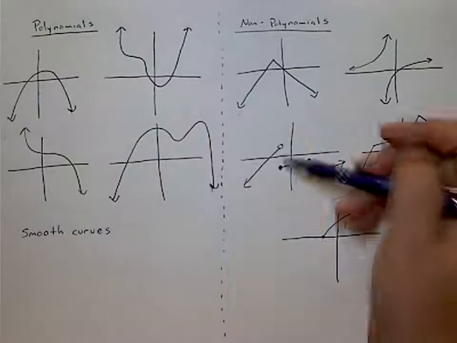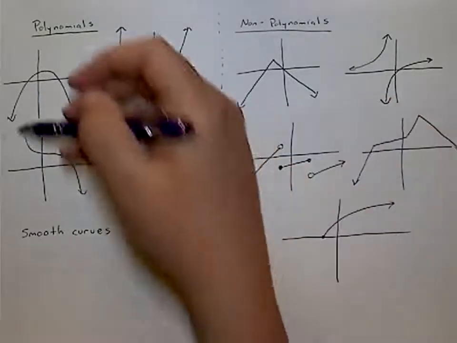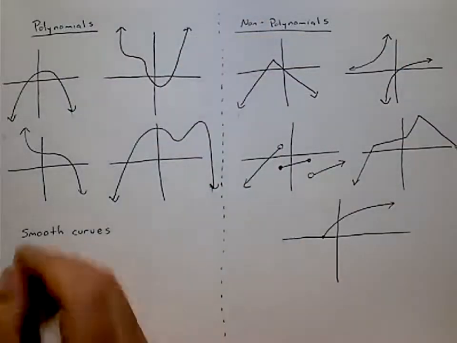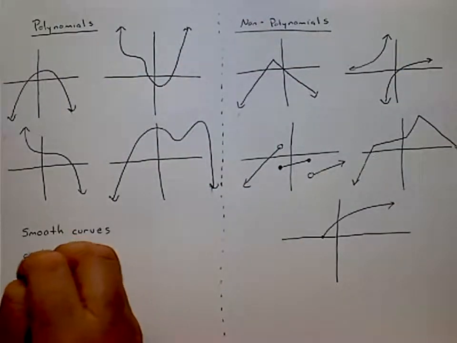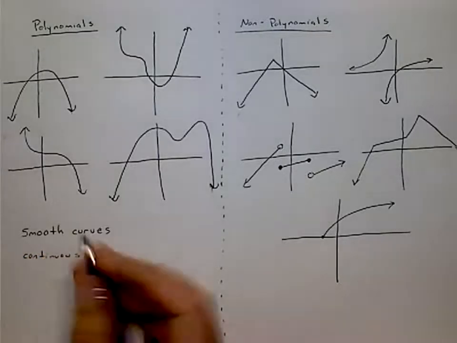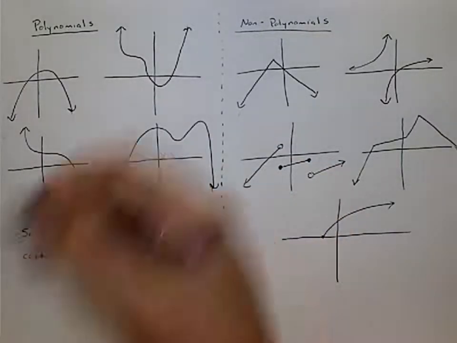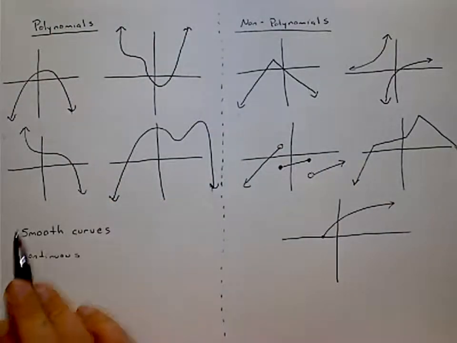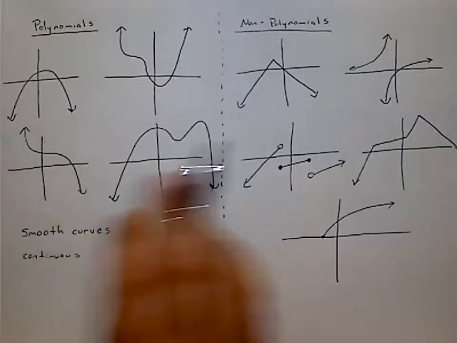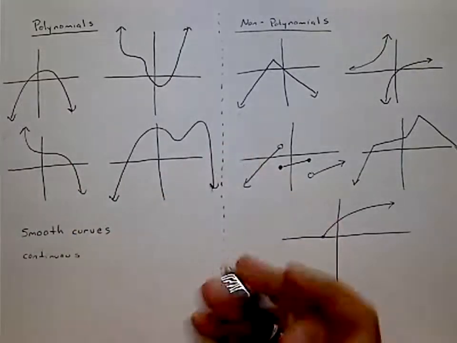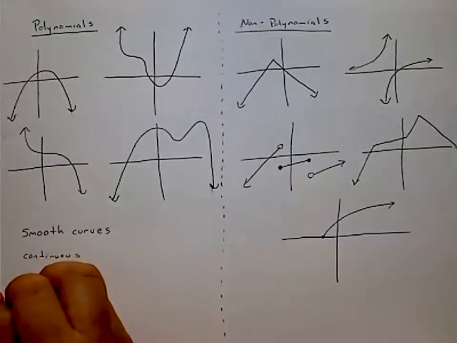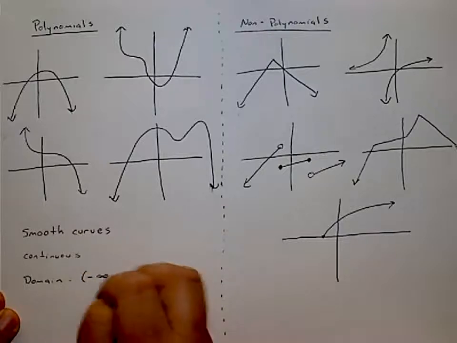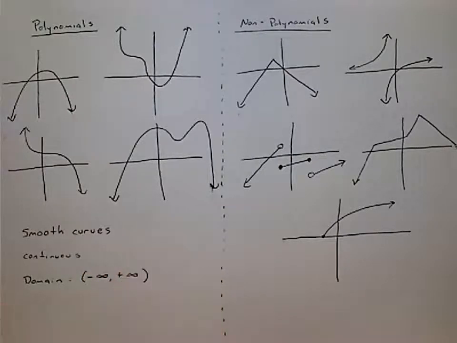There's no jumps like this over here. It's just one continuous line. So polynomials are what we call continuous. There's no gaps, breaks. They're all just one solid line. Another thing we want you to look at is that the domain of this, there's no restrictions on the domain. So your domain is going to be all real numbers, or what we call from negative infinity to positive infinity.